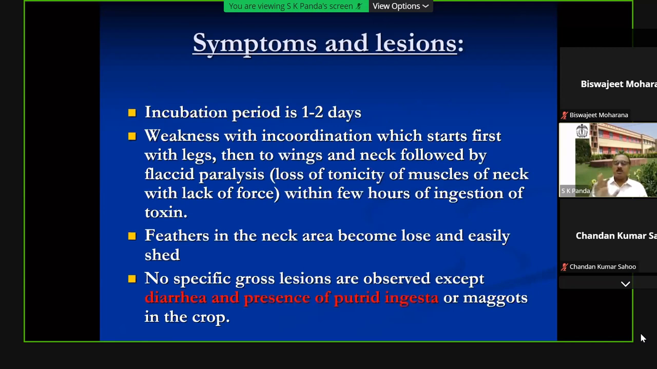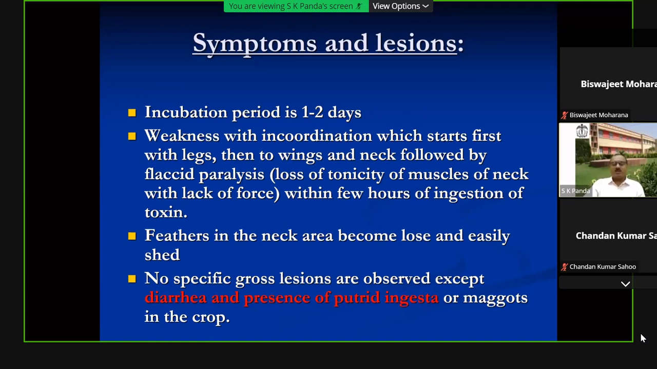It is a very acute disease, with an incubation period of 1 to 2 days. Very clear, limber neck: a paralysis with incoordination, which starts first with the legs, then the wings and neck, followed by a flaccid paralysis. Flaccid paralysis means loss of tonicity of the neck muscles, with lack of force, within a few hours of ingestion of toxin. Feathers in the neck area become loose and easily shed. No specific gross lesions are observed except diarrhea and presence of putrid ingesta. You can see the putrid ingesta or maggots in the crop.